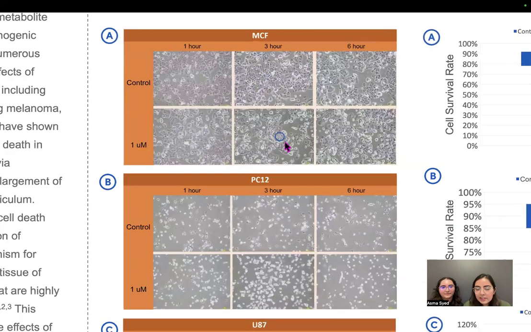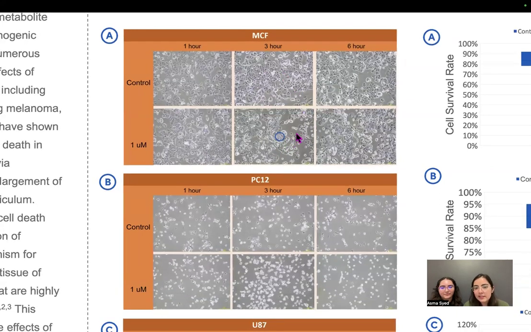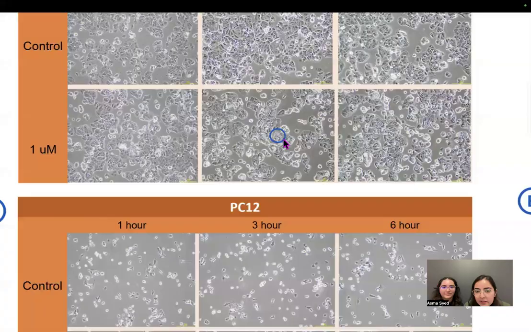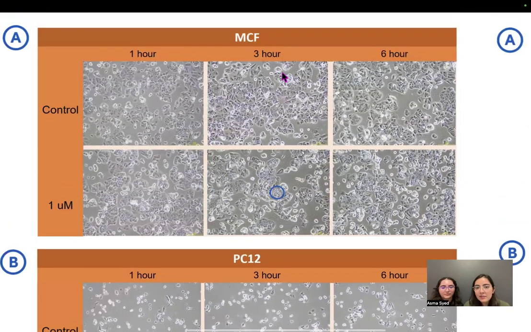In this circle, we actually see an increased amount of vacuolization in our breast cancer cell lines. So if you can see here, there's an increased amount of basically white specks, which show signs of cell death just after 3 hours of application of a 1 micromolar amount of our drug. And this vacuolization increases after 6 hours post-treatment as compared to our control, which is using just DMSO.